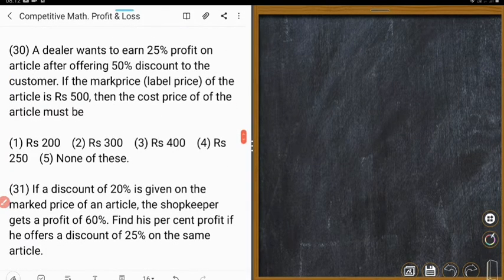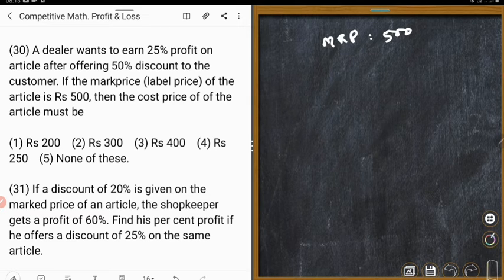Another sum is there. A dealer wants to earn 25% profit on an article. Suppose it is 100 and he wants 25%. Just 1 minute. A dealer wants to make a 25% profit on an article after offering 50% discount to the customer. If the market price of this article is 500, then the cost price of the article must be, let's see, count. So our MRP is equal to 500.